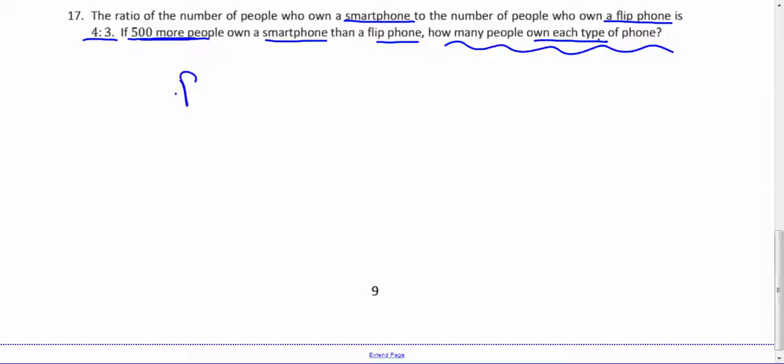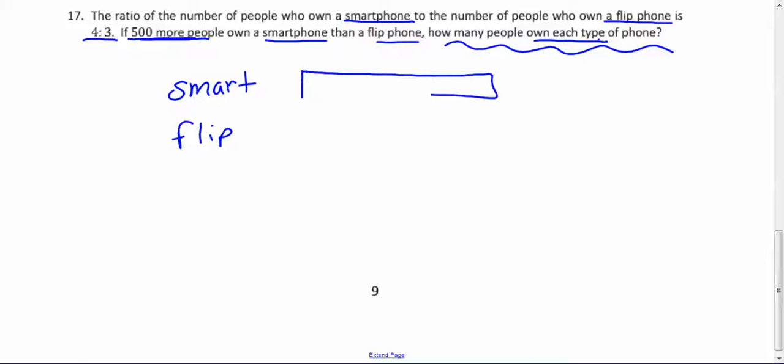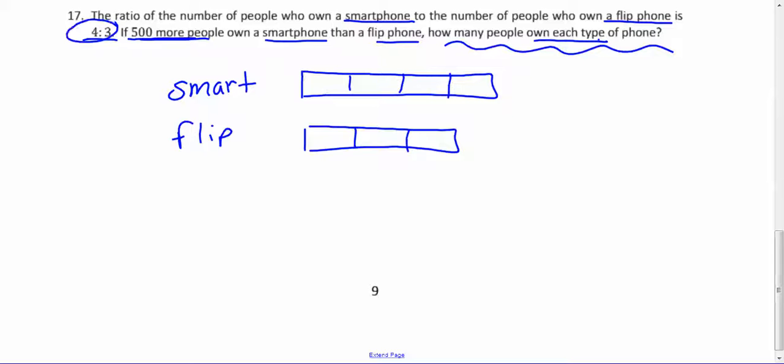So we're talking about flip phones. Actually, I'm going to start with smartphones, right? Because that was listed first. So smartphones and flip phones. So 4 units, and flip phones was 3. And I got that from this ratio right here. All right. Now it says 500 more people own a smartphone than a flip phone. So the section that's the same is right here, right?